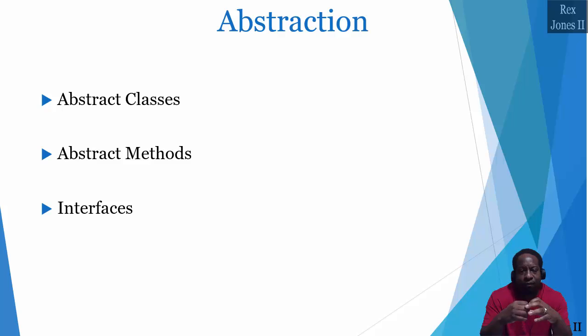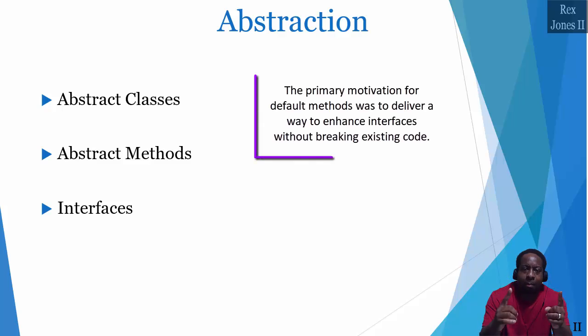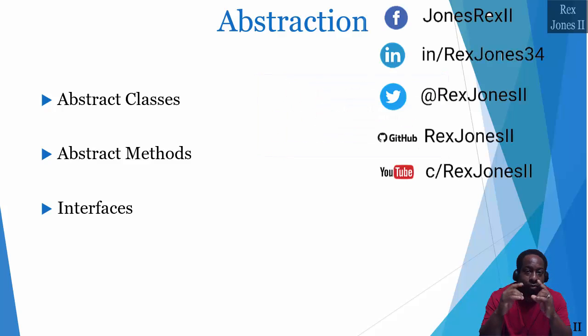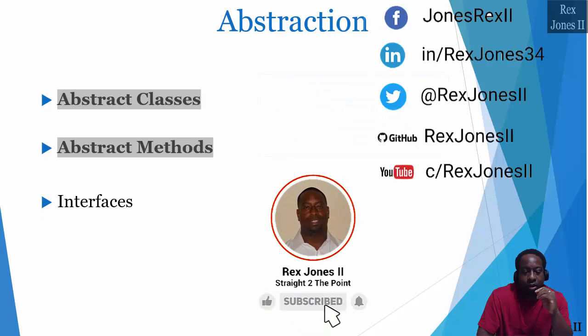Traditionally, with an interface, there was no way to supply a default action. All of the methods were abstract before Java Development Kit JDK 8. Now we can define a default method to provide a default action. The primary motivation for default methods was to deliver a way to enhance interfaces without breaking existing code. Next, I am going to demo abstract classes and abstract methods.